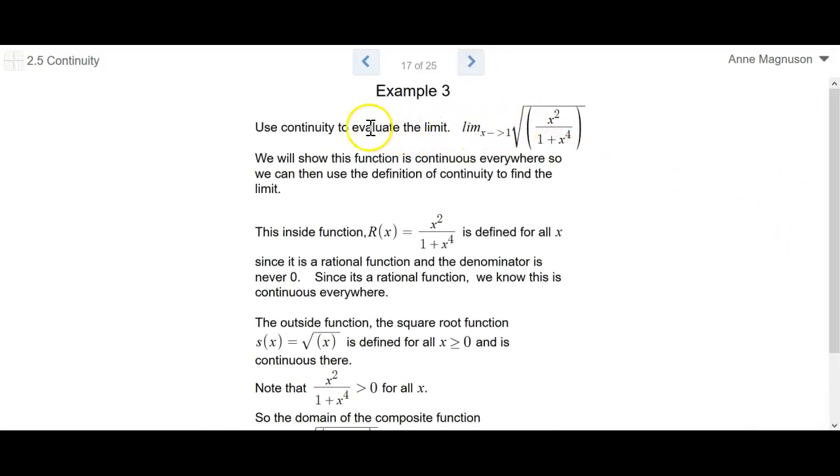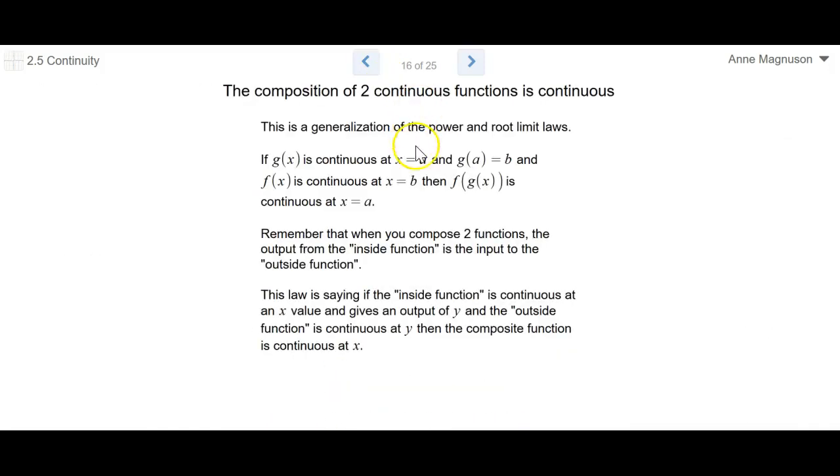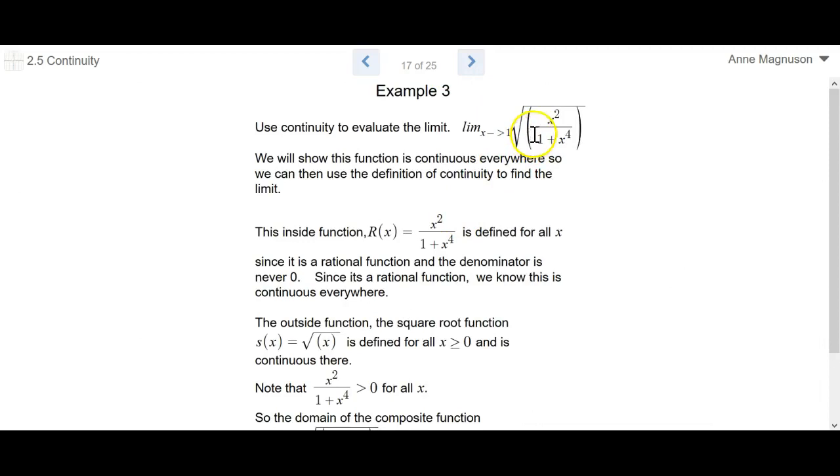So we're going to use continuity to evaluate this limit. And we're going to use that theorem that we just saw, that the composition of two continuous functions is continuous. So let's look at the inside function of this composition. This is a rational function, and it's defined for all x, since x to the fourth is always positive. It's never going to be negative 1, so that we're never going to have a 0 in our denominator. And so we know it's continuous everywhere.